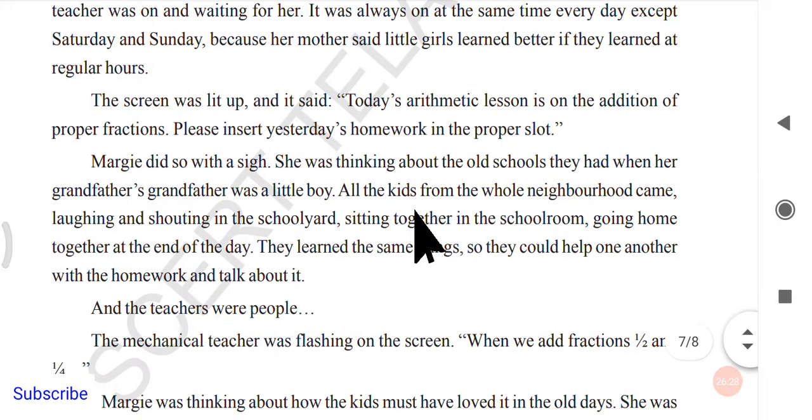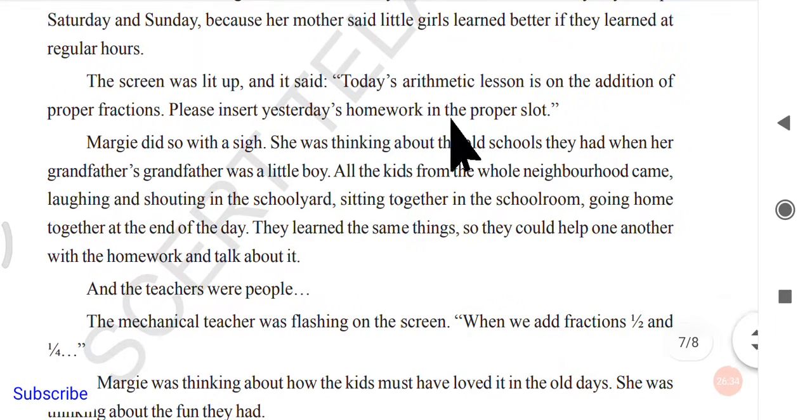Okay, so the screen was lit up, in the sense that it started, and it said, today's arithmetic lesson is on the addition of proper fractions. Please insert yesterday's homework in the proper slot.